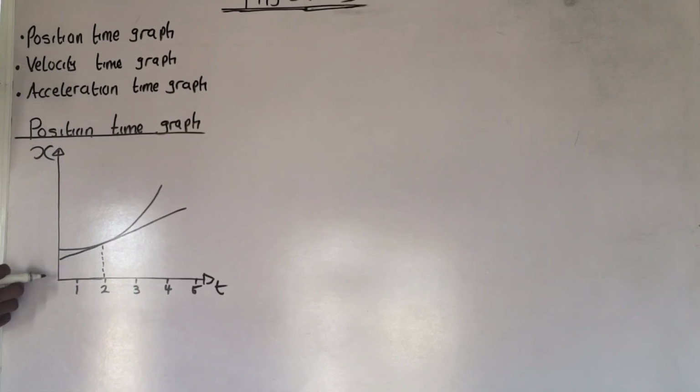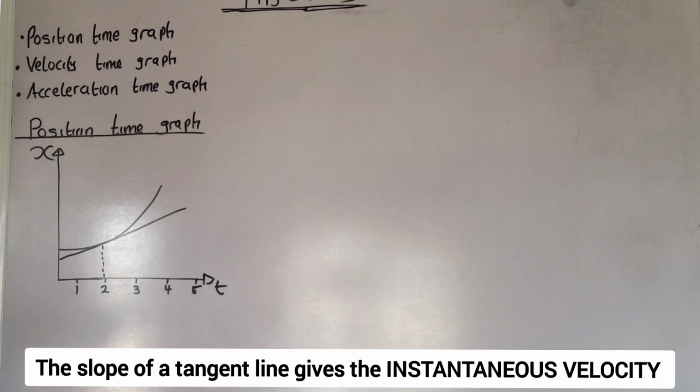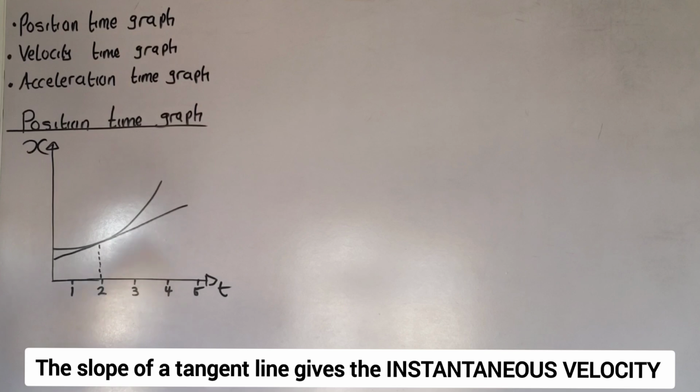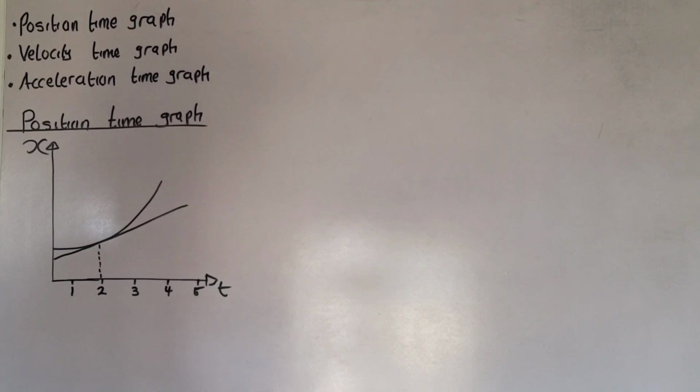This line that I drew touches this curve at point 2. This line is what we call the tangent line, and the slope of the tangent line gives the instantaneous velocity. The slope of the tangent line gives the instantaneous velocity in a position time graph. That is the velocity at an instant of time.